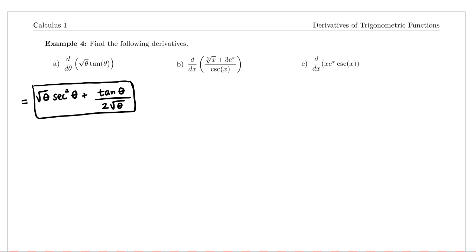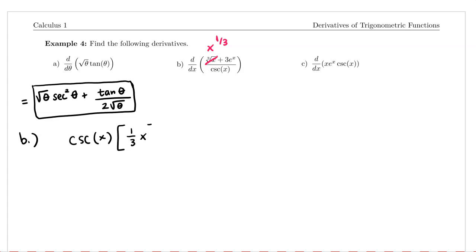All right, for part B, we're taking the derivative with respect to x of the cube root of x plus 3 times e to the x all over cosecant x. And once again, to make my life easier, I'm going to rewrite this as x to the 1/3 power so that we can use the power rule on that when we're taking the derivative. But notice that we have a quotient, so we're going to need to use the quotient rule. So I have the bottom function times the derivative of the top. I'm going to need to use the power rule.